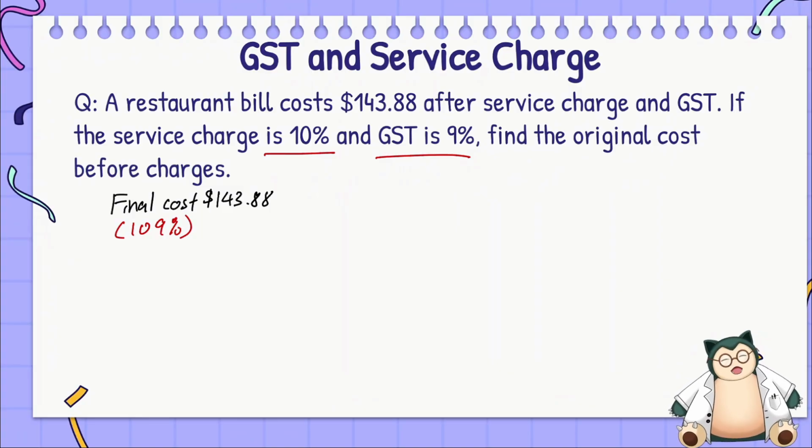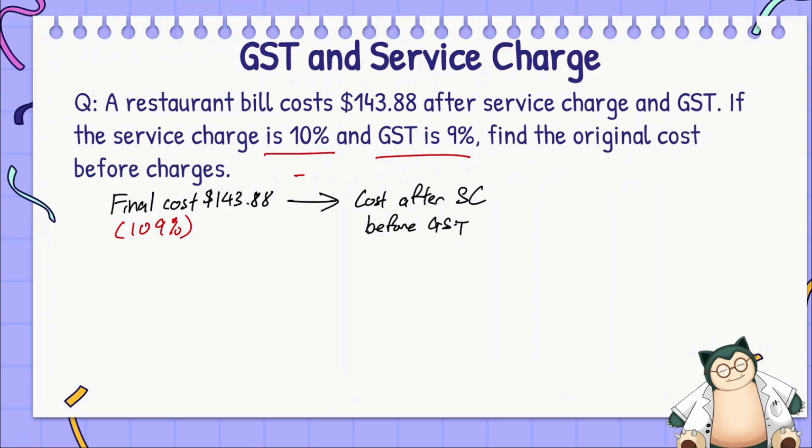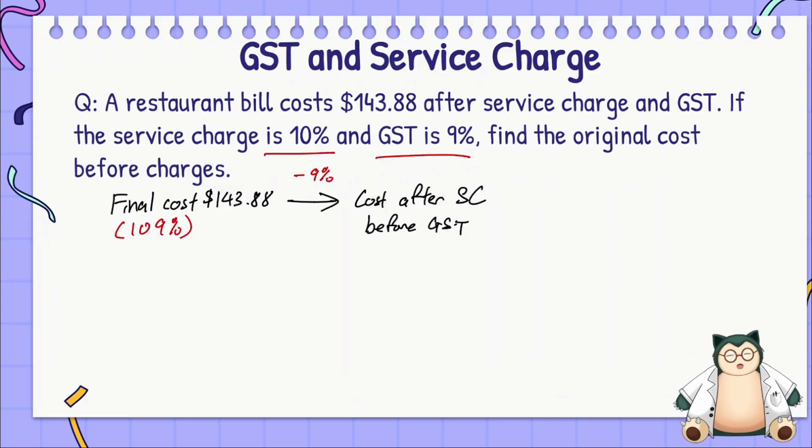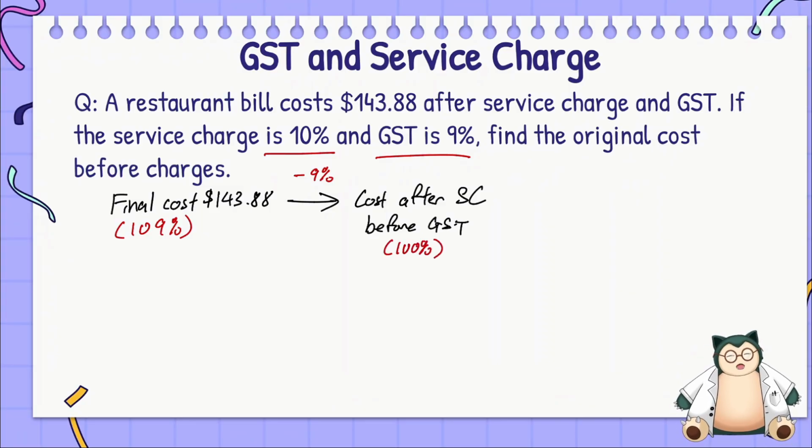Because we first want to find out what is the cost after the service charge but before GST. So we've got to minus 9% to get our initial cost here. Okay, what is this 100%? Alright, so then the cost after service charge before GST is what we want to find first. So we take one step back first.